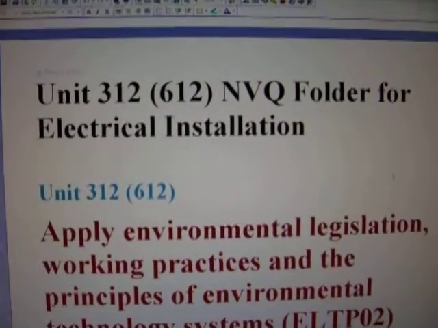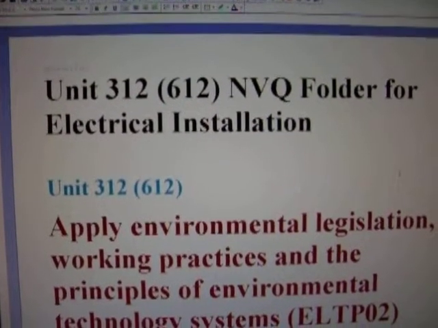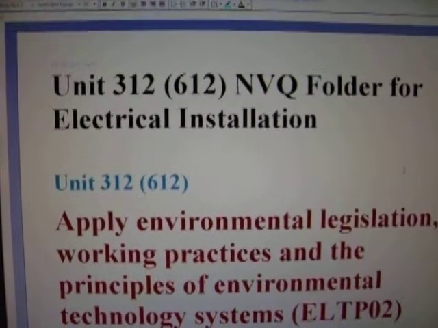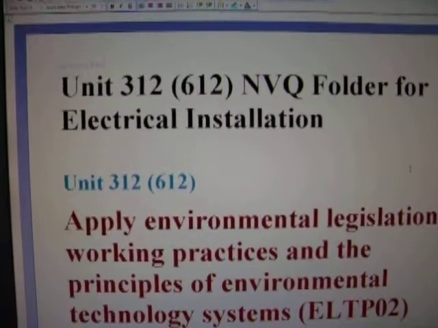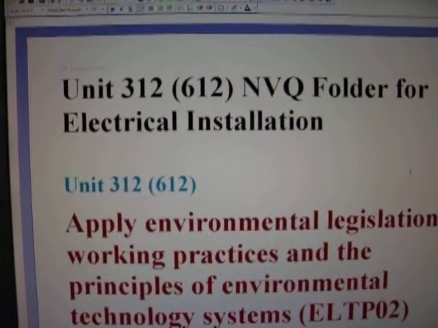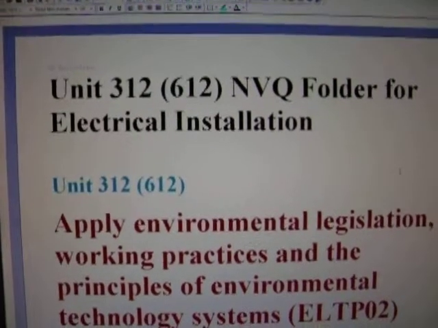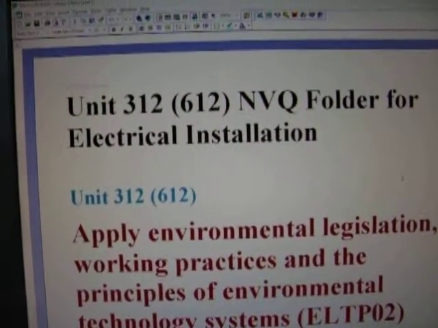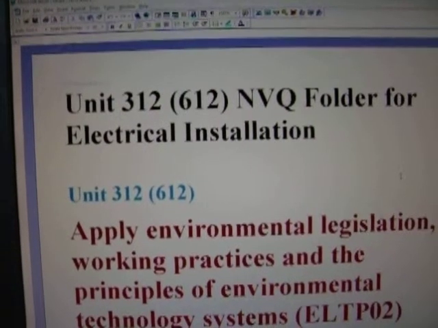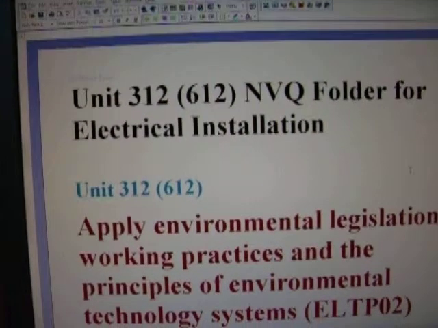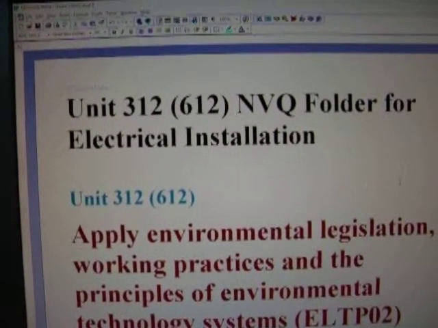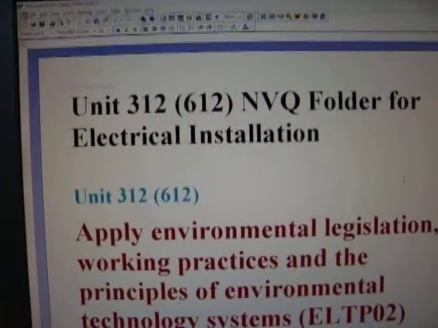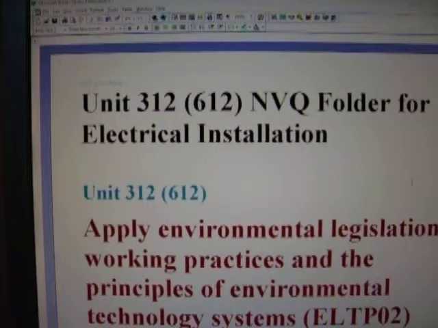Right, hello, welcome again. We're going to look at Unit 312612. For some of you, that will be in numbers, the new numbers given. Now, this is in regard to your NVQ folder for electrical installation, okay? And again, as I said, we're going to look at Unit 312612.